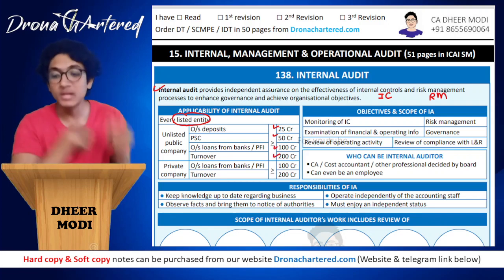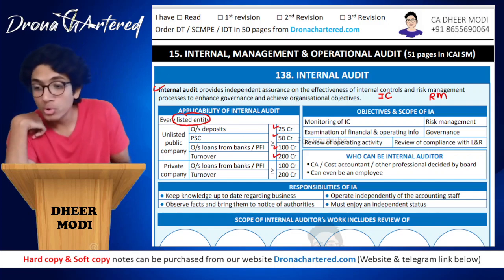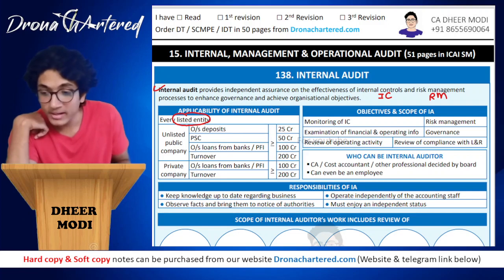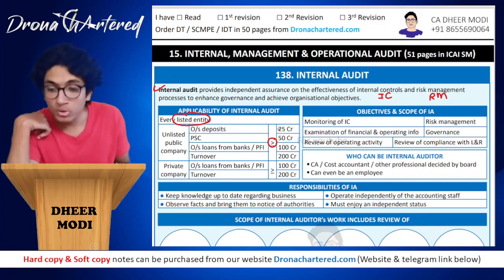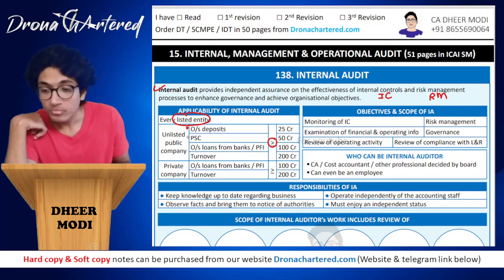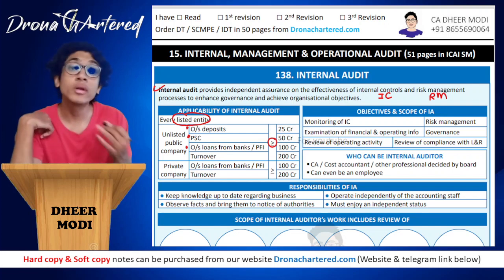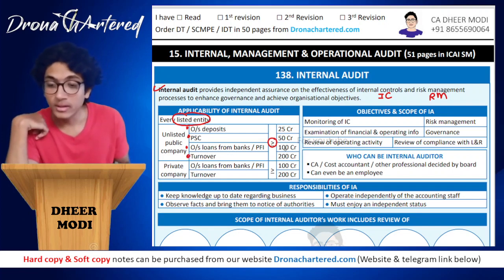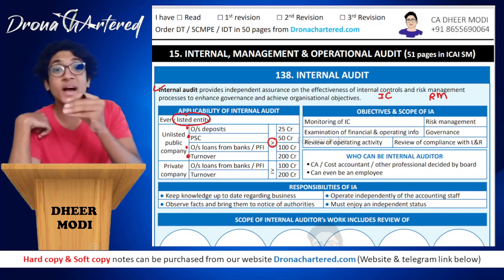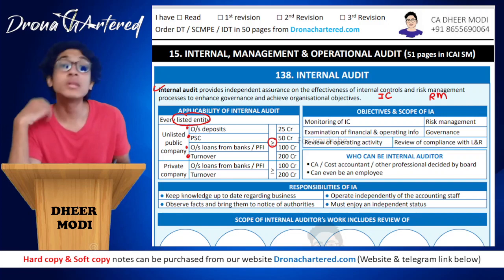So unlisted public company with outstanding deposits greater than or equal to, what do you have to remember? Over here the limits are greater than or equal to. It is equal to also. So either outstanding deposits greater than or equal to 25 crores, your paid up share capital greater than or equal to 50 crores, your outstanding loans from banks or public financial institutions greater than or equal to 100 crores, or your turnover greater than or equal to 200 crores. It is not an and condition. All do not have to be satisfied. If any of these conditions are satisfied, internal audit will become applicable to you.